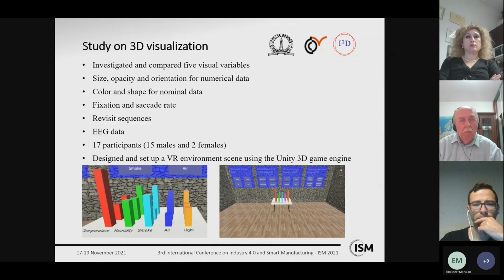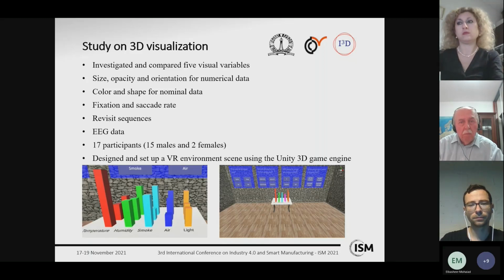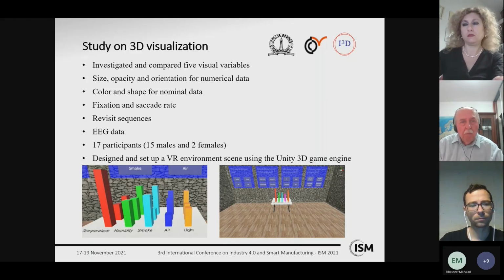Coming to our second user study, we did a study on 3D visualization graphical primitives. What are graphical primitives? As I said, they are graphical objects that make up the complex visualization. I compared 5 visual variables. I will term the graphical objects or primitives as visual variables. Out of these 5, 3 are for numerical data and 2 are for nominal data. Size, opacity, and orientation represent numerical data, and color and shape represent nominal data, as per Ward et al.